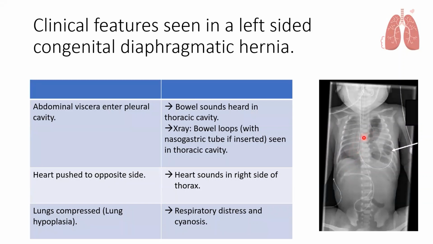So during development, the lungs don't have enough space to develop, right? So there's lung hypoplasia. Hypo means reduced, plasia is development. So there's reduced development of the lungs. So there's respiratory distress and cyanosis because the child doesn't get enough oxygen. Usually these patients get worse, and the cause of death is respiratory distress.